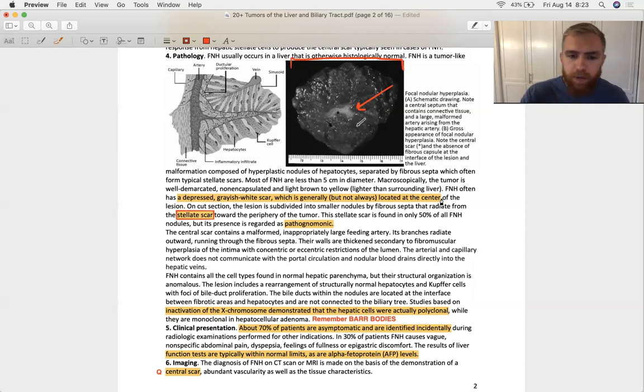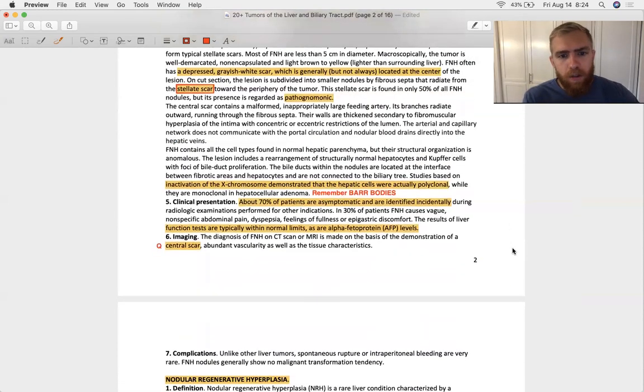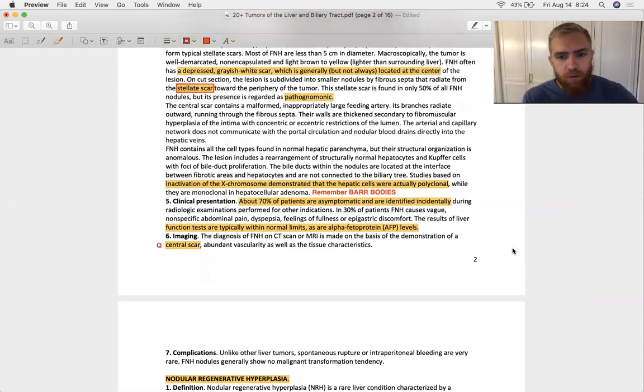Now, how do these things present? Patients are typically asymptomatic. These are identified incidentally during imaging. Function tests are going to be normal, as are alpha fetoprotein, because this isn't doing anything to your liver, and this is only really compromising or constricting a very small section of vasculature, and so no symptoms are going to come out of this. The diagnosis is made by that central scar.